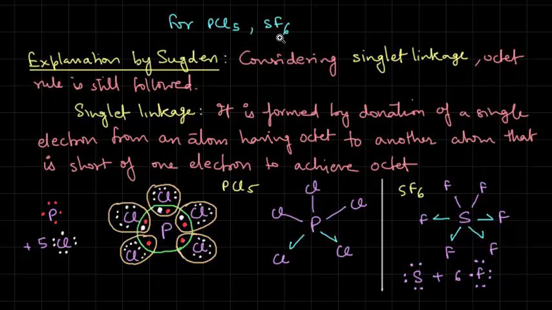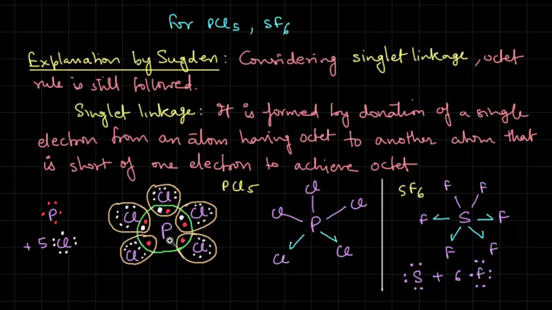For PCl5 and SF6, we saw that the number of valence electrons is actually more than 8. One explanation was given by Sugden. It says that considering singlet linkage, the octet rule is still followed. Singlet linkage is formed by donation of a single electron from an atom having an octet to another atom that is short of 1 electron to achieve its octet, for example chlorine or fluorine. Chlorine and fluorine have 7 valence electrons and just need 1 electron.